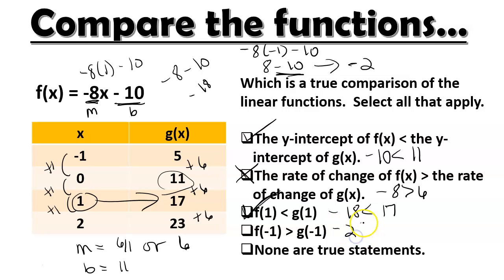So negative 2 is greater than g of negative 1. So that's here, which is 5. Negative 2 is greater than 5. Not true. And then last one, none of the statements are true. Also not true.